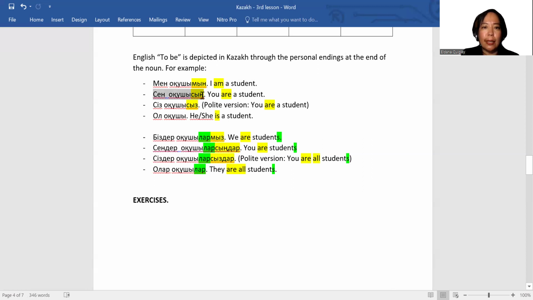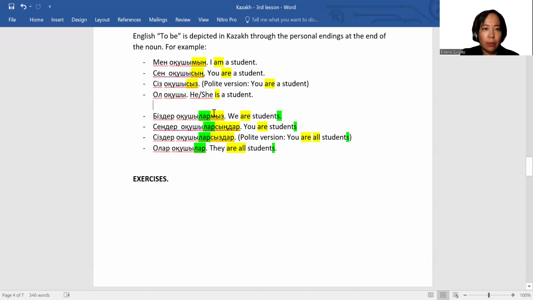Сен оқушысың. You are a student. Сіз оқушысыз. This is a polite version. Remember that Kazakh has a polite version, such as the Russian language has a polite version of you, and the French language has a polite version of you. They have tu and vous, in Russian it's ты и вы, and in Kazakh it's сен and сіз. In English, I don't think we have that polite version; we imply it politely, but we don't necessarily put the polite version for you. So you are a student. Ол оқушы. He, she is a student.